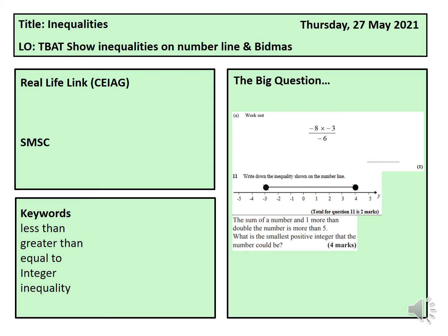By the end of today's lesson, you should be able to show inequalities on a number line using BIDMAS as well. So the keywords for today are less than, greater than, equal to, integer, and inequality.